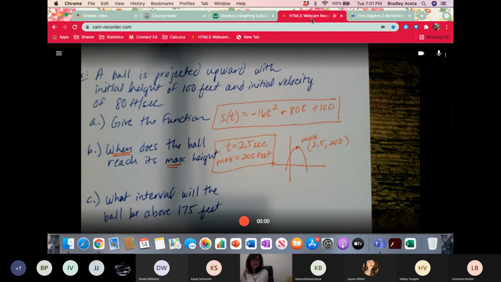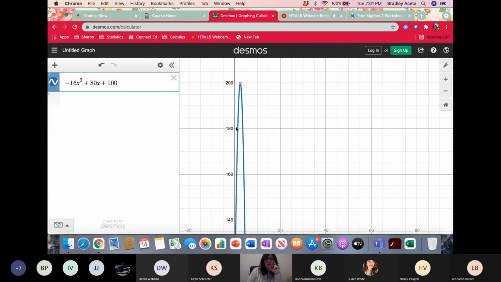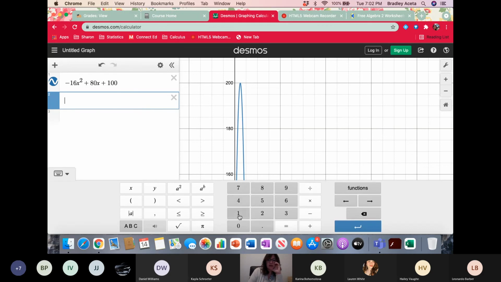So that was really easy to see right from that graph. Much easier than my TI-84, which I hate to say because I love my TI-84, but the window was already there for me just looking at Desmos. Now let's look at the next question. What interval will the ball be above 175? So right here is 180. What you could do is actually make a line of 175.